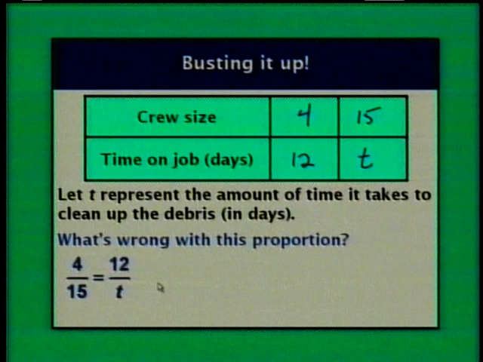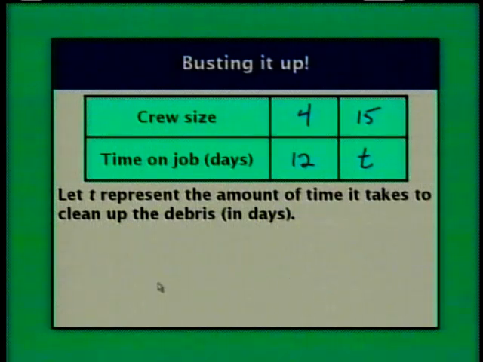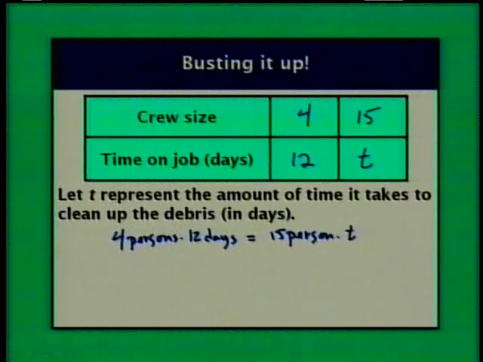So can we somehow use a proportion to solve this problem? Well, let's go back to our idea of person days. What we saw earlier is that 4 persons times 12 days, that was our 48 person days, and we want this to equal 15 persons times t days.